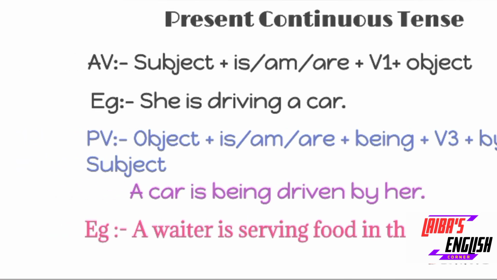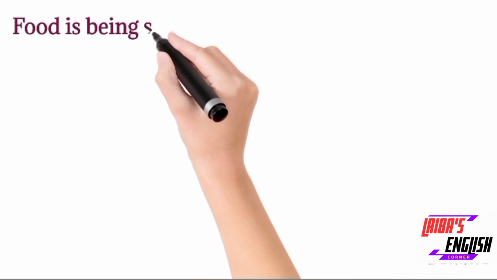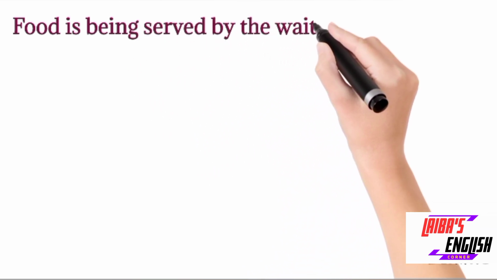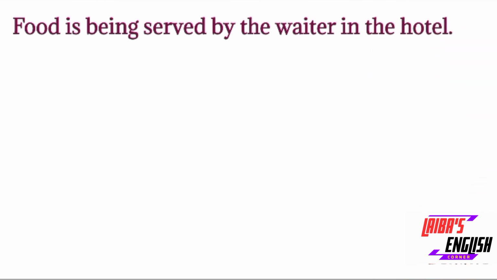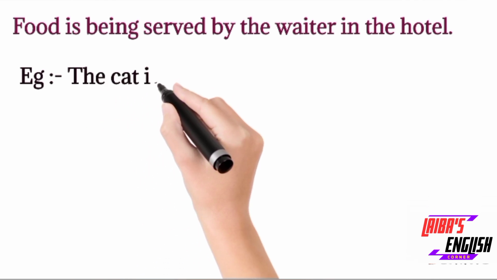So always remember, whenever there is something extra, it will remain in its place. We just have to swap the places of subject, object and other things, not the extra information. So food is being served by the waiter in the hotel. In the hotel was the extra information, so it does not change its place.